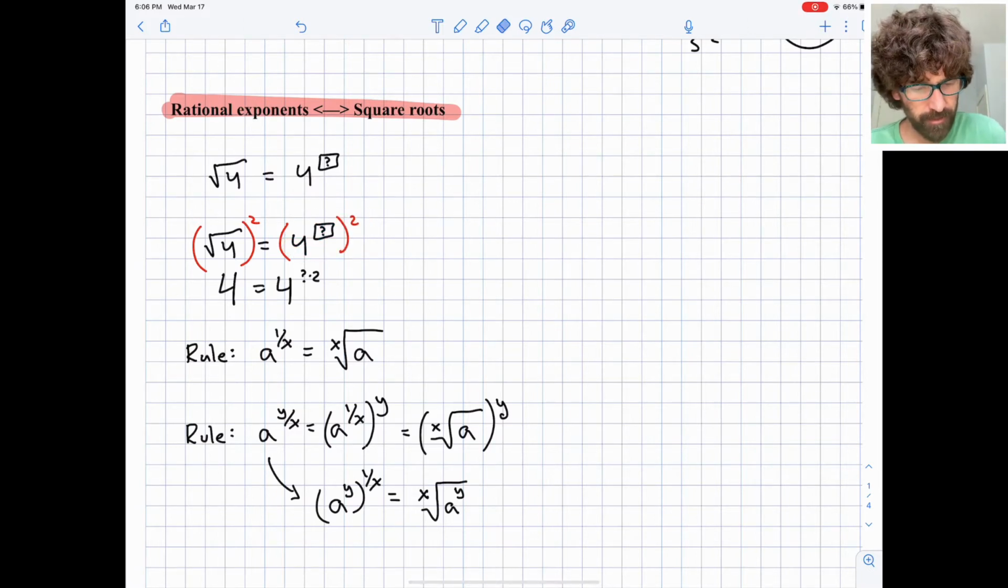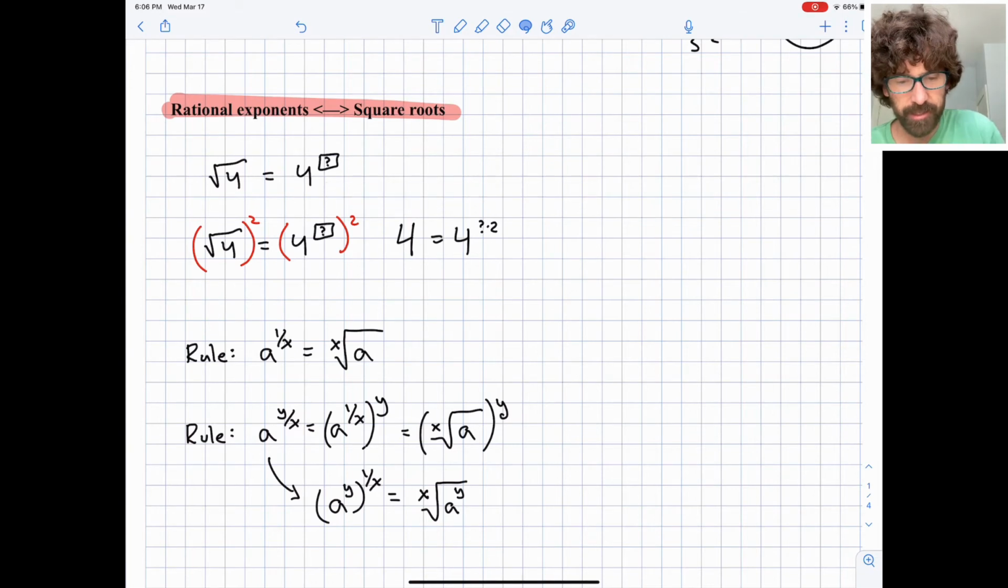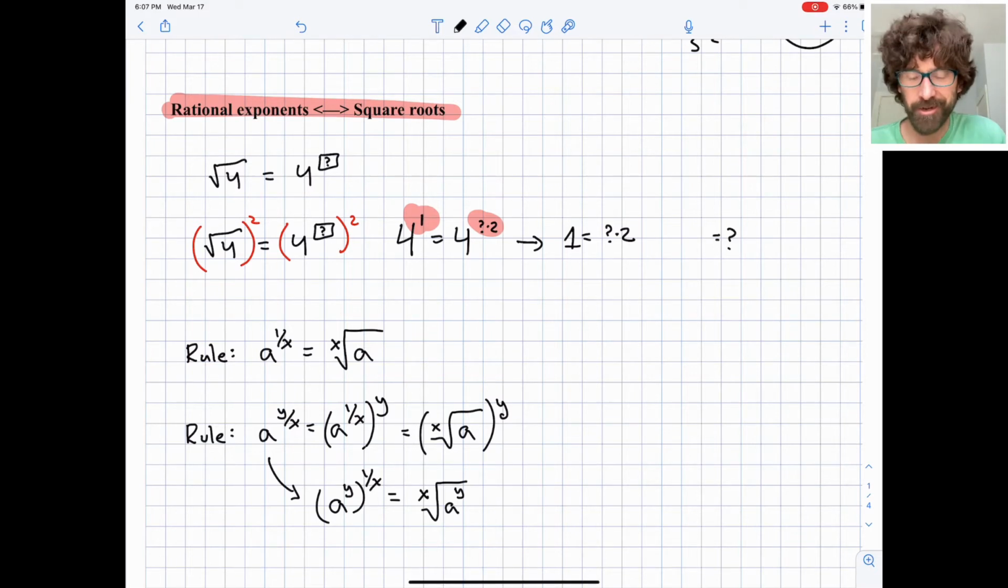All right, so let's work with this a little bit, and actually let's bring this over here where we have a little bit of space. I hope you're all okay with the fact that 4 is the same as 4 to the 1. Okay, so then what does this turn into? We have 4 to the 1 is equal to 4 to the something times 2. And what that really means is that 1 has to be equal to something times 2. Okay, 1 is equal to our question mark times 2. We could divide both sides by 2, and we get our question mark, or our unknown original exponent, is 1/2.